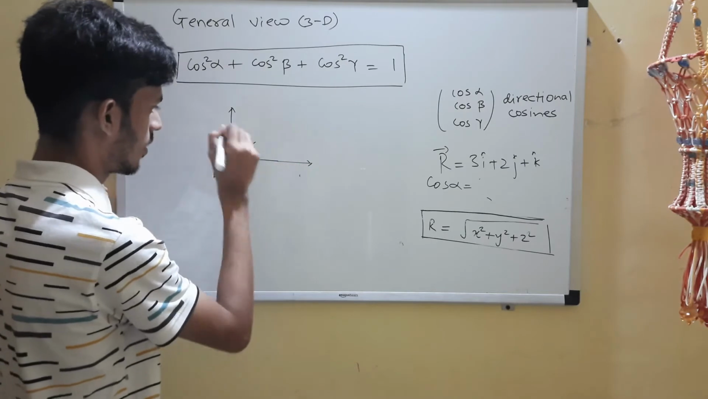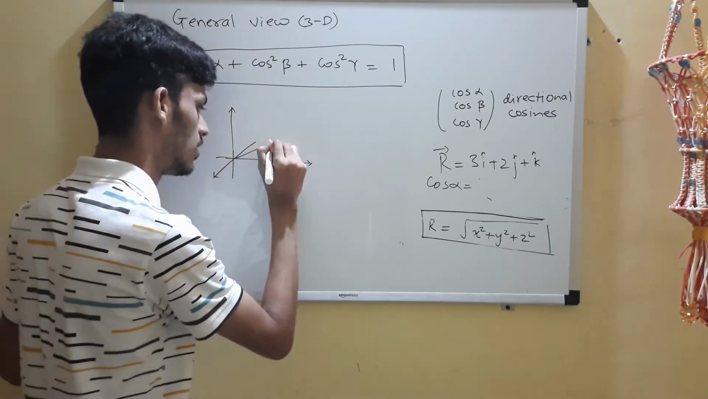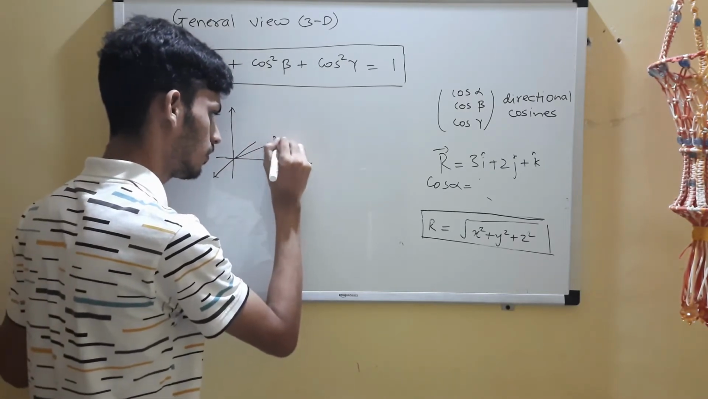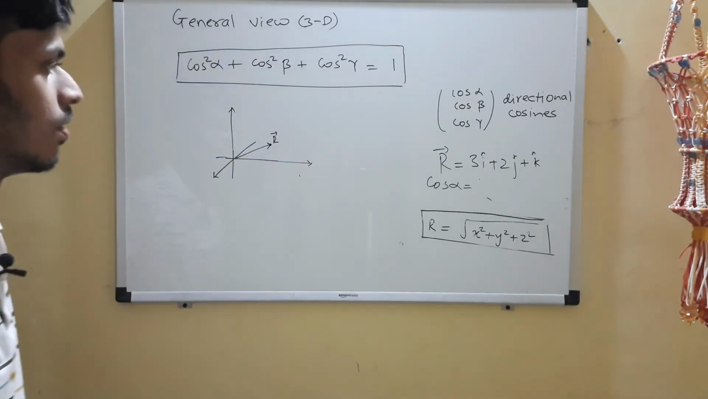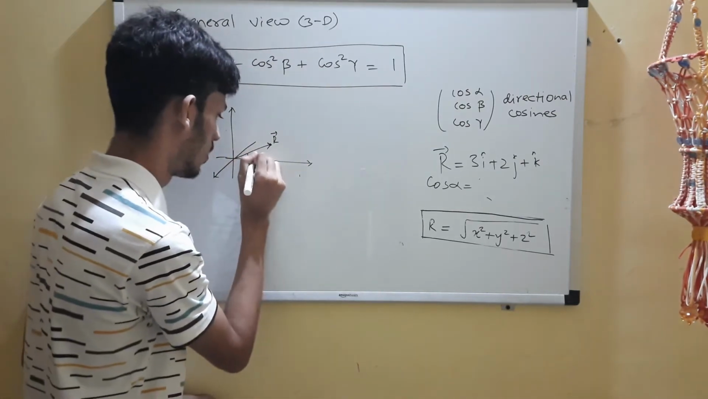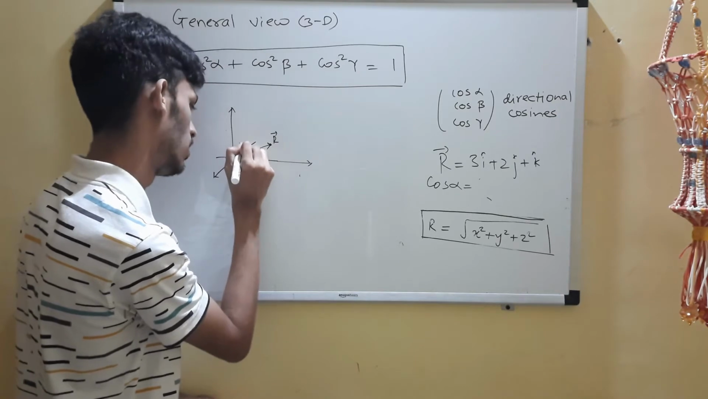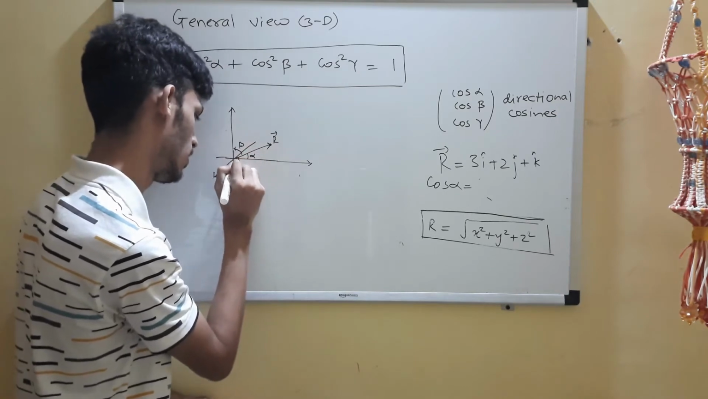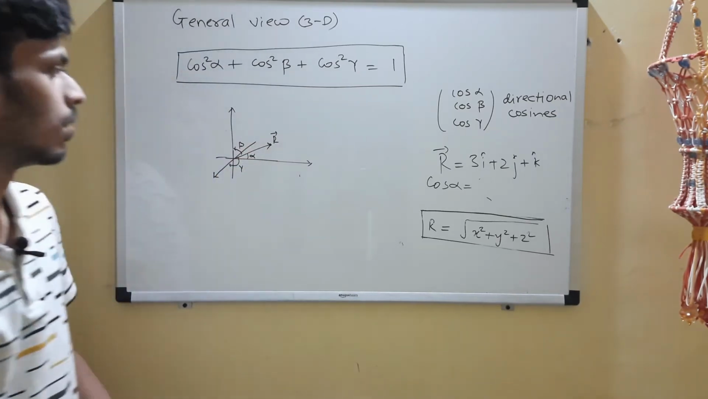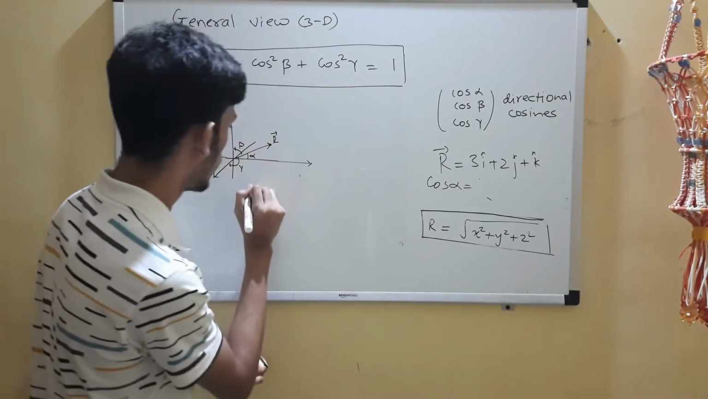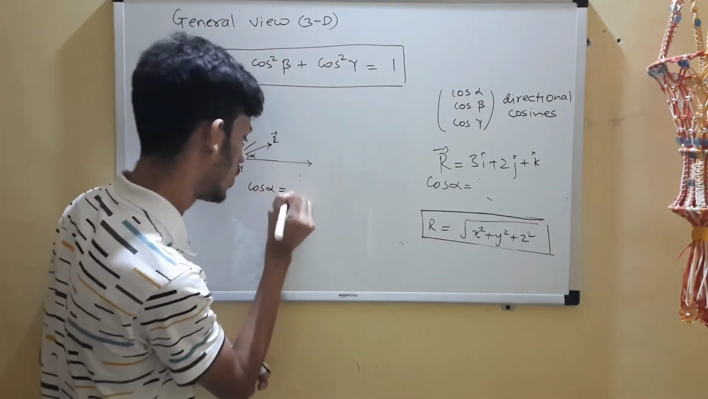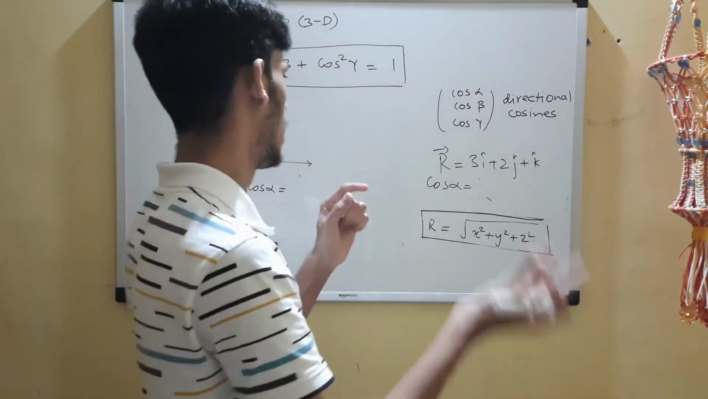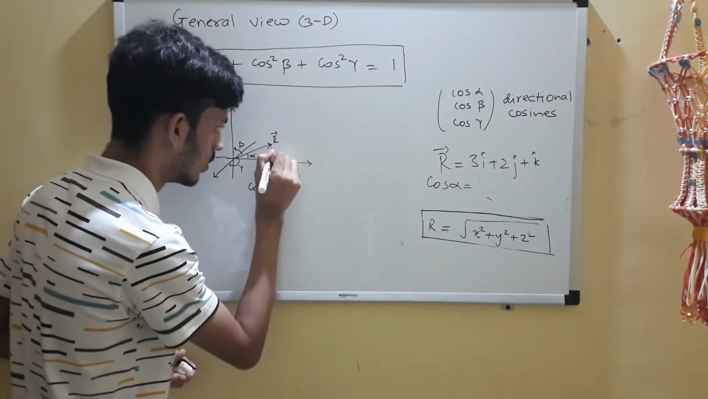This is x, y, z. You know that this is the r vector, and this is alpha, this is beta, this will be gamma, right? So now if you want to find cos alpha, what you'll do: adjacent upon hypotenuse, right?